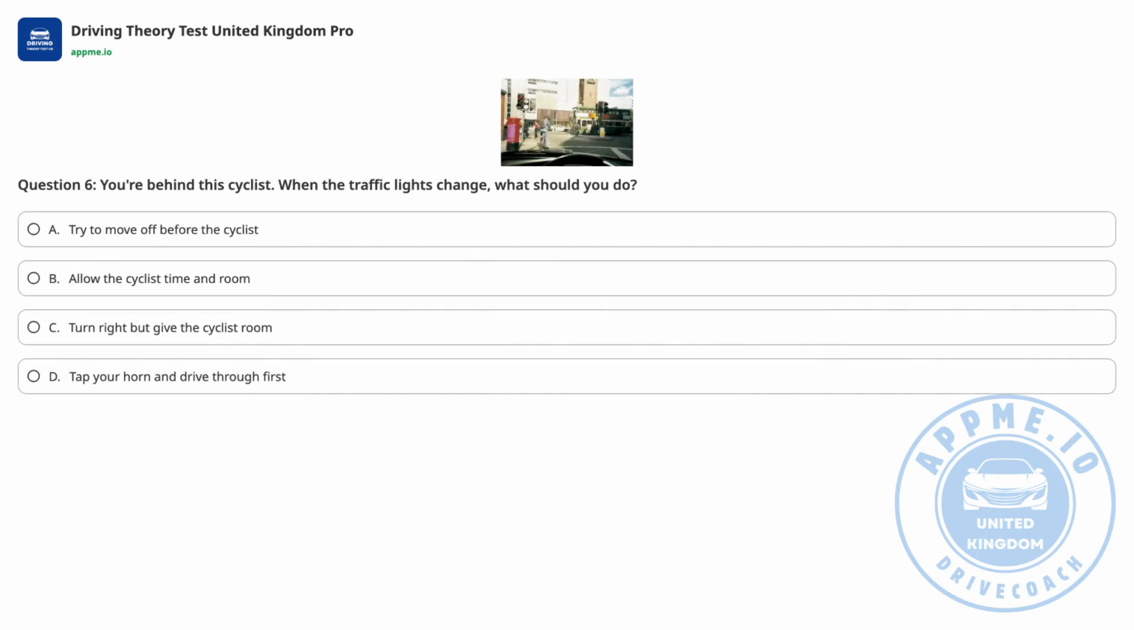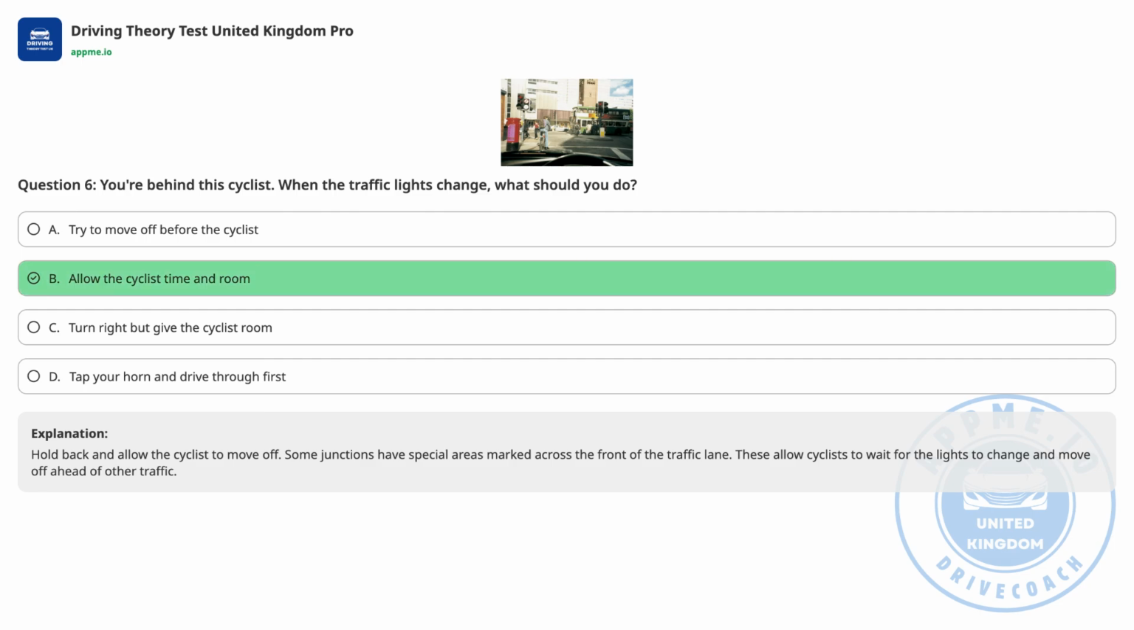Question 6. You're behind this cyclist. When the traffic lights change, what should you do? A. Try to move off before the cyclist. B. Allow the cyclist time and room. C. Turn right but give the cyclist room. D. Tap your horn and drive through first. The correct answer is B.